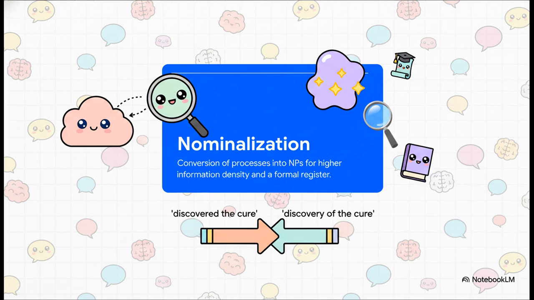The absolute game changer for unlocking C2 academic writing is nominalization. It's basically a process of grammatical metaphor. You are converting active verbal processes into these complex, static noun phrases. So instead of a structurally simple sentence like, the researchers discovered the cure, you push your C2 student to write, the discovery of the cure by the researchers. By packing the action and the agents into a single, dense, nominal structure, we achieve significantly higher information density. It creates a highly objective, authoritative academic register.